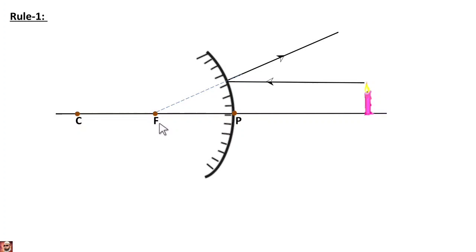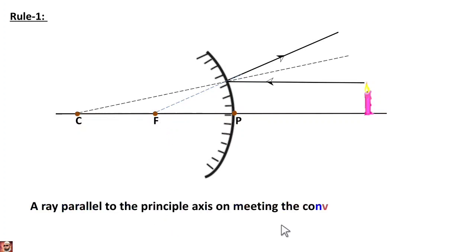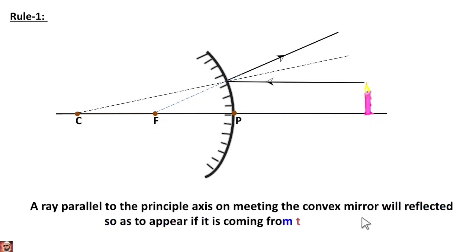So you can see the rule here. A ray parallel to principal axis, on meeting a convex mirror, is reflected so as to appear as if it is coming from the focus. So it appears to be coming from the focal point or focus. This is the first rule. Come to the second rule.